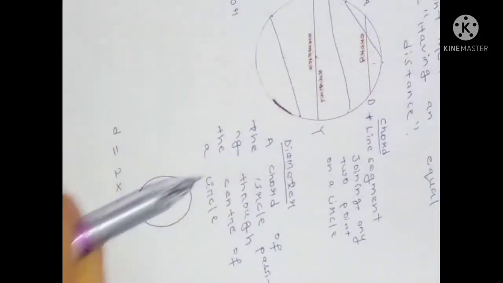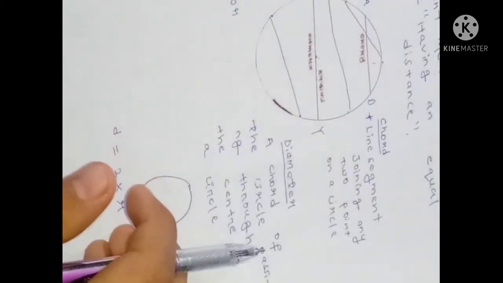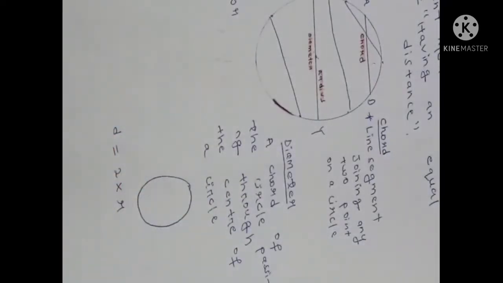Okay, now the chord part is finished. Now let us know what is diameter. Let us read the definition of diameter. A chord of the circle passing through the center of the circle is called a diameter.